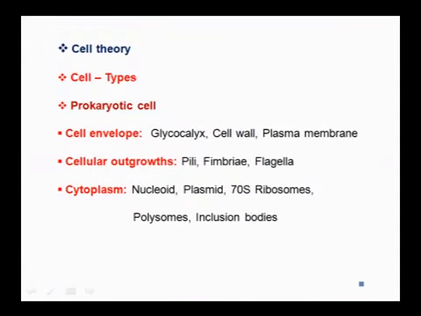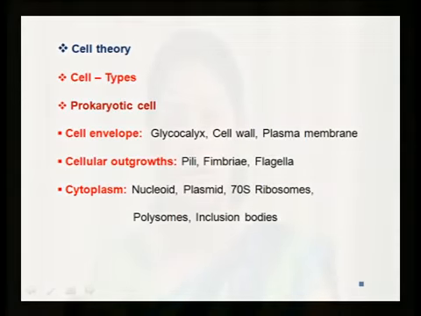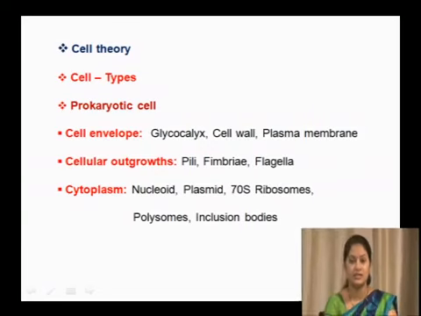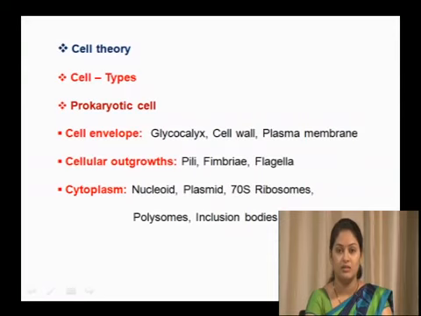First of all, regarding the cell theory. Cell theory was proposed by Schleiden and Schwann, and it was improvised further by Rudolf Virchow. And it says that all the organisms' bodies contain cells, and all new cells can arise from the pre-existing cell. And comes the cell types. Cells are classified based on their nuclear arrangement into prokaryotic cell and eukaryotic cell.